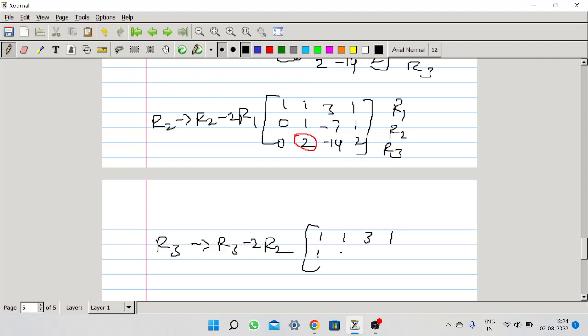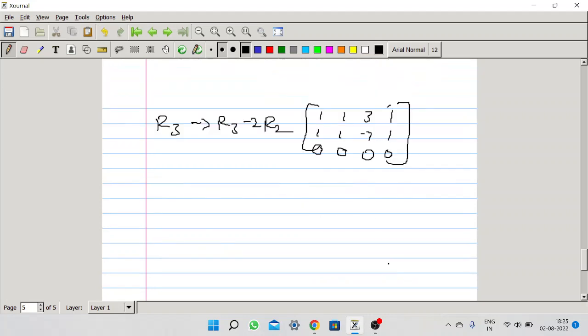Second row is 1, 1 minus 7, 1. This will become 0, 0. Minus 7, minus 14, minus 7, 14 plus 14, 0. 2 plus 2, 2 minus 2, 0. So the third row becomes 0 totally.